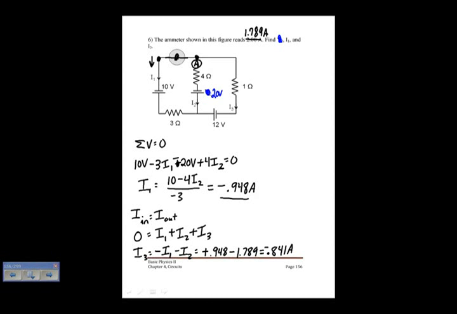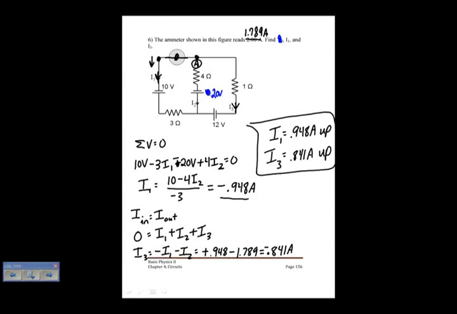Okay? So my answer is that I1 equals 0.948 amps, and I initially drew it as being downward. It's going to be up. And I3 is 0.841 amps. I initially drew it to be downward, but it's actually going to be up because it came out as a negative value. So those are the answers for number 6.